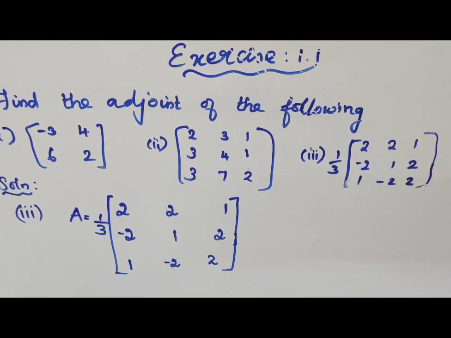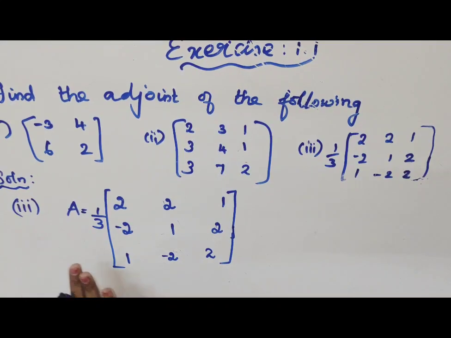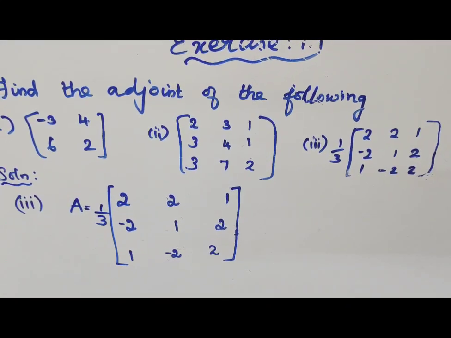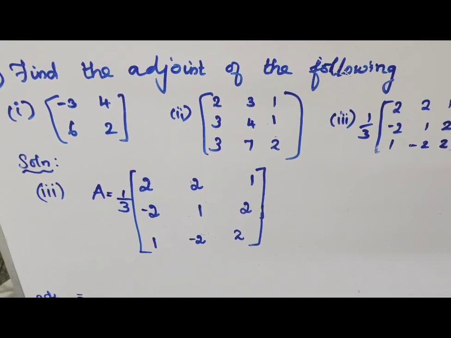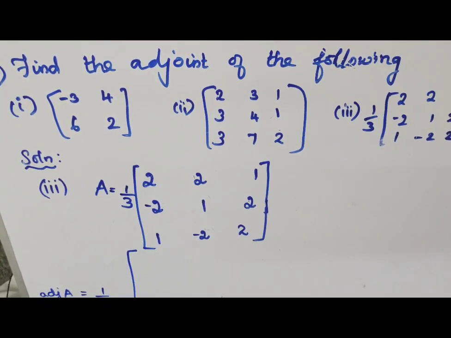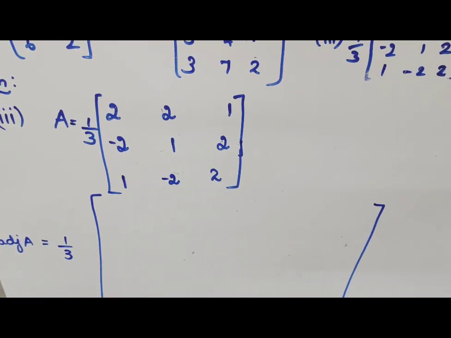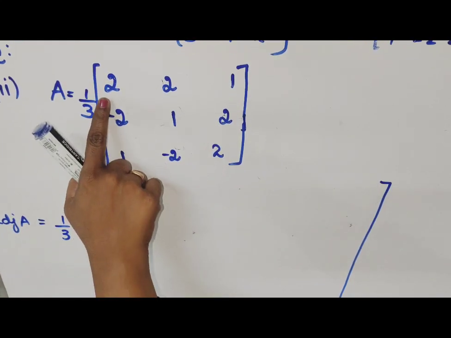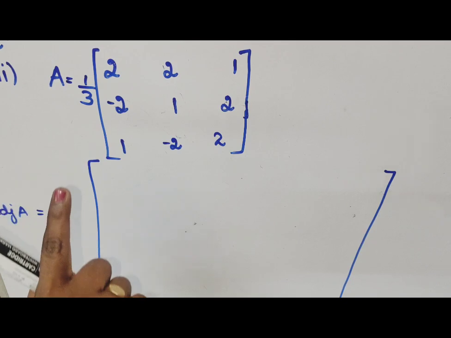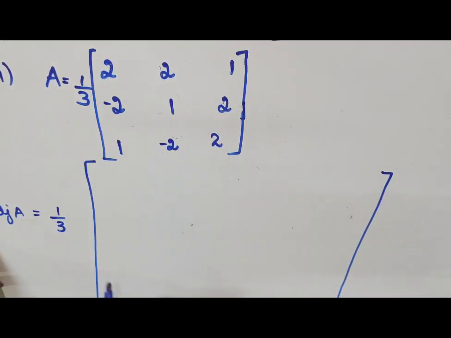For this problem, we are going to find the adjoint now. I consider the given matrix as A. This 1 by 3 I will keep it outside because it will make us easy to simplify. So let us have it outside. Now we will write the minor for each and every term. First, if I write the minor for 2, I have to omit the row which is touching 2, and the column which is touching 2.